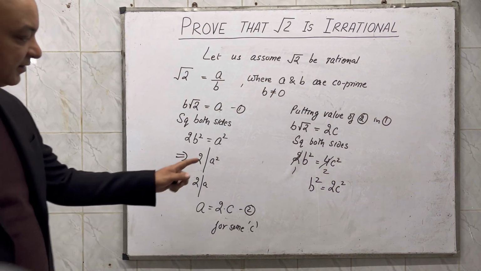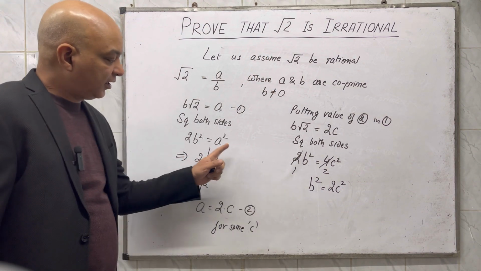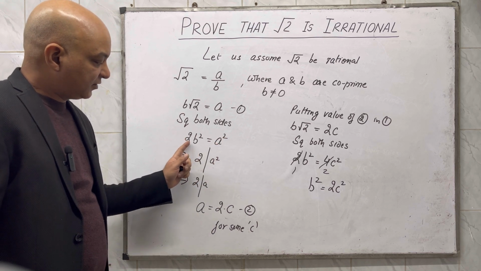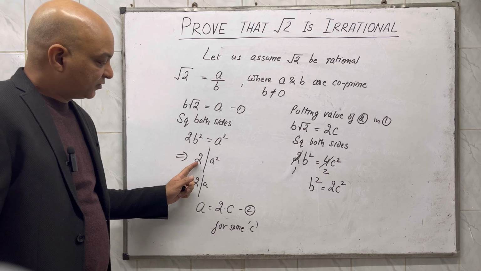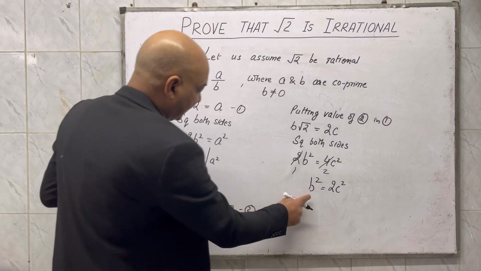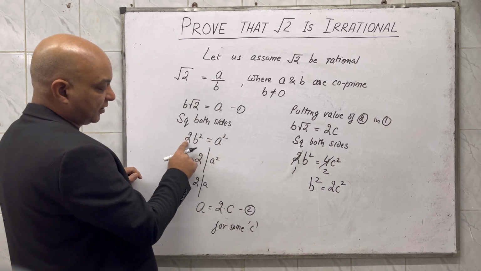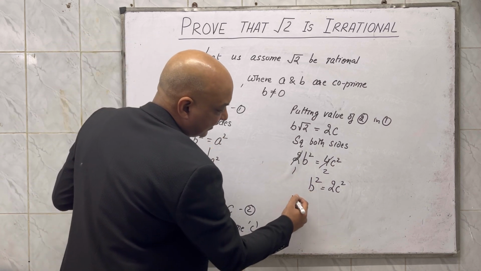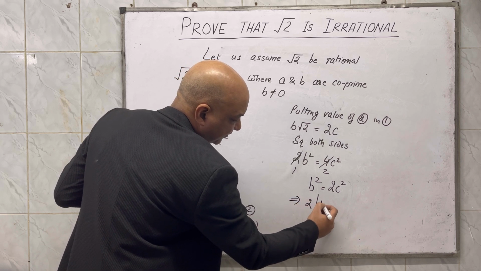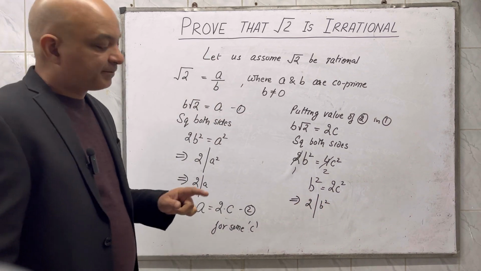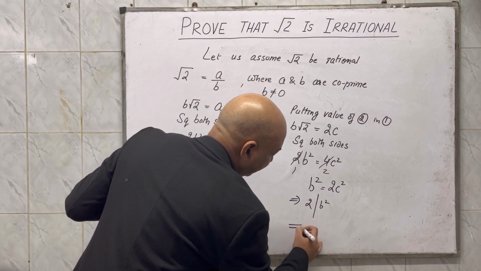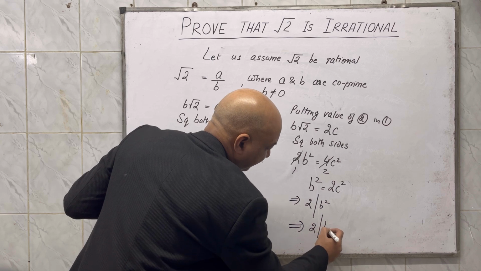Now this is a situation similar to this. So as I wrote, if a square is equal to 2b square implies 2 divides a square. Likewise here also, if b square is equal to some 2c square, then I can write 2 divides b square. And if 2 divides b square, that will imply 2 will divide b also.